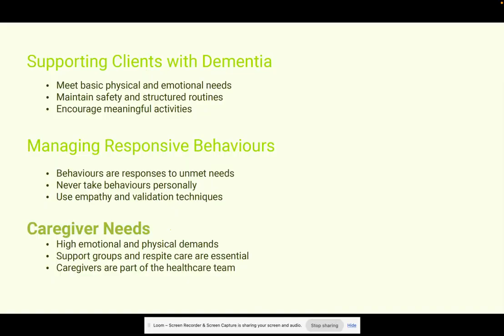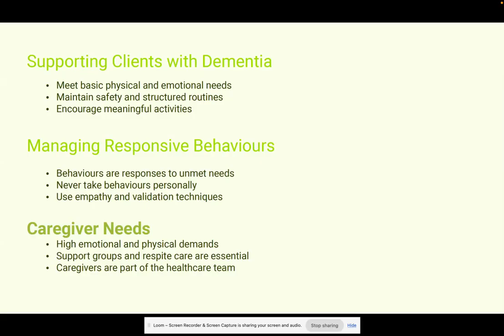So how do you support clients with dementia? Make sure we meet the basic physical and emotional needs of the person. When you are taking care of them, make sure you maintain safety, and there should always be a structured routine. So what you do today for him should always be the same as what you will do the next day and the following days. It should always be a routine, right? And of course, encourage them in meaningful activities like spending time with their families, with their loved ones, going out for a walk with you or whoever, right? So that's encouraging them in meaningful activities.